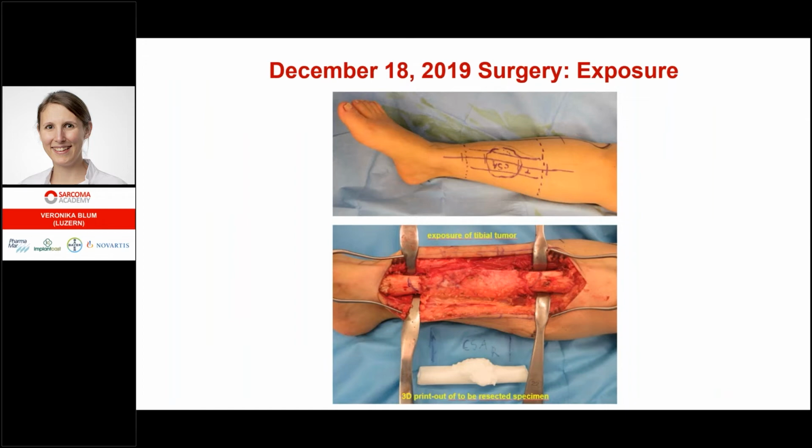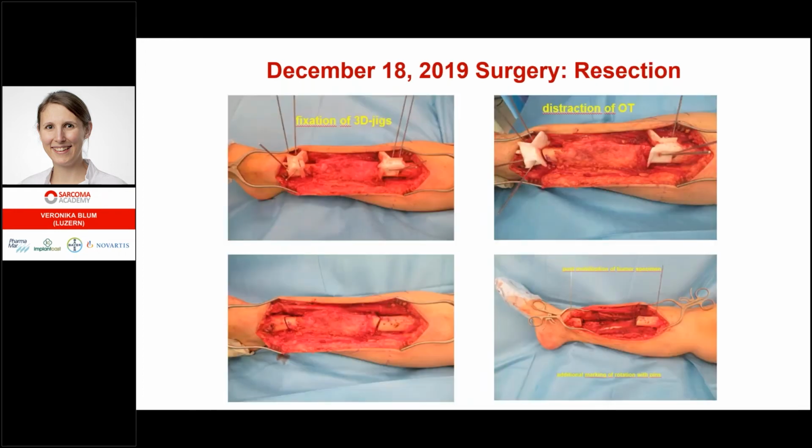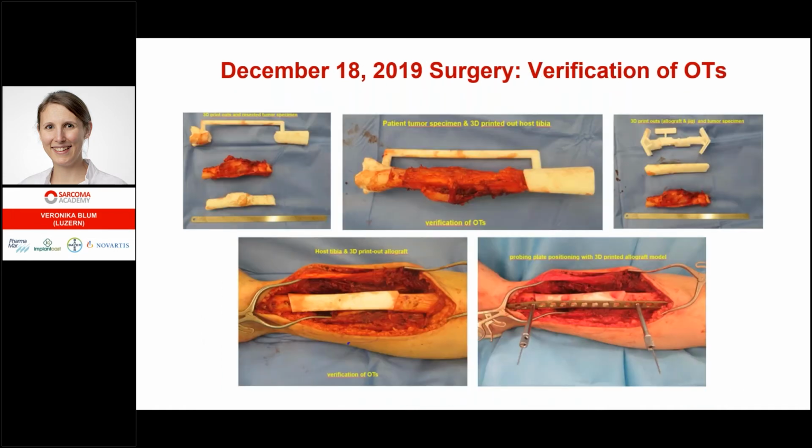This is the intraoperative exposure of the tibial tumor, and you can see in comparison the 3D printout of the to-be-resected specimen. On the left side, you can see that this patient-specific instrumentation was fixed on the bone, then distracted, and on the right lower side you see the patient after the mobilization of the tumor. The osteotomies were verified with the 3D printout, and on the right lower side you can see the probing of the plate in the patient with the allograft printed out.